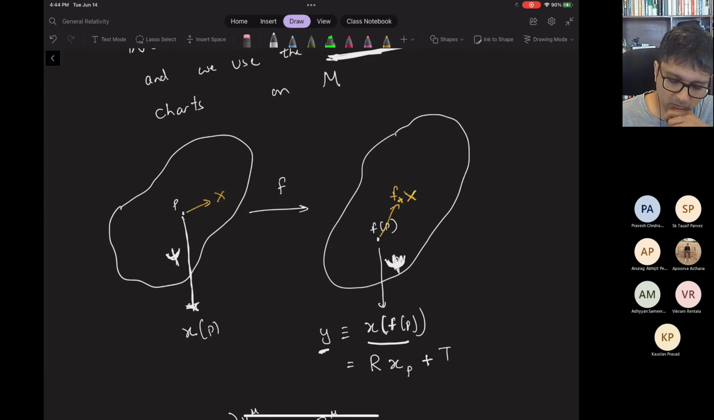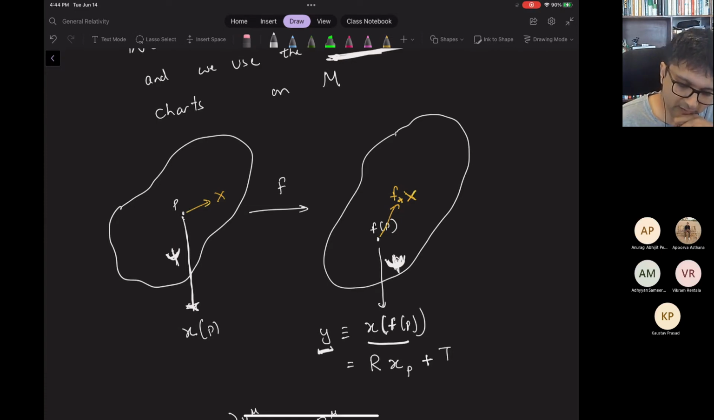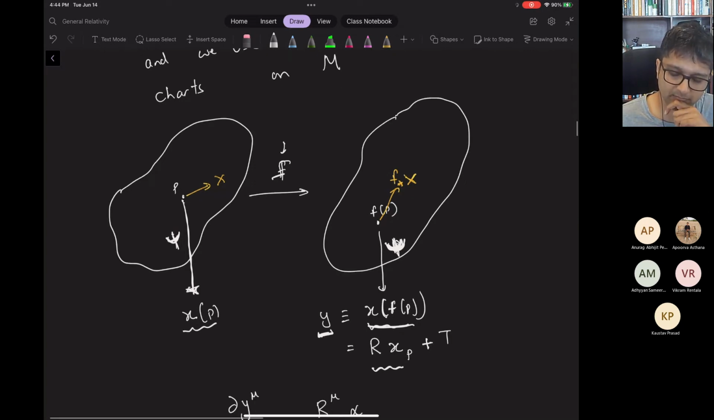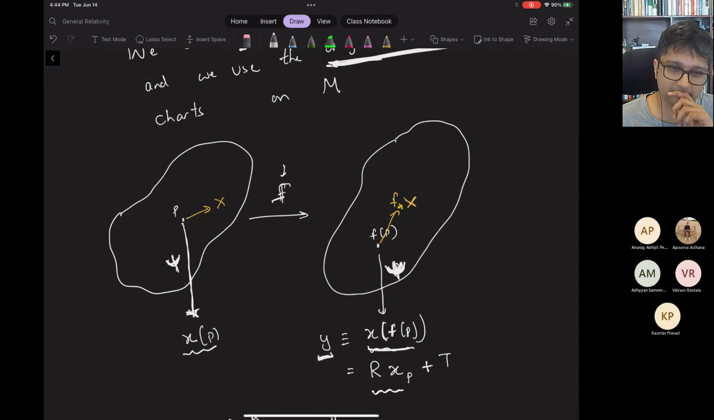Okay, and we've chosen a particular set of transformations F. Which set? The set where this transformation is R times X plus T, where this X is the original X that we had over here. Does this make sense? Any questions at this point? So again, I'll just reiterate, you don't need to use the same coordinate charts here. We are just using the same coordinate charts.